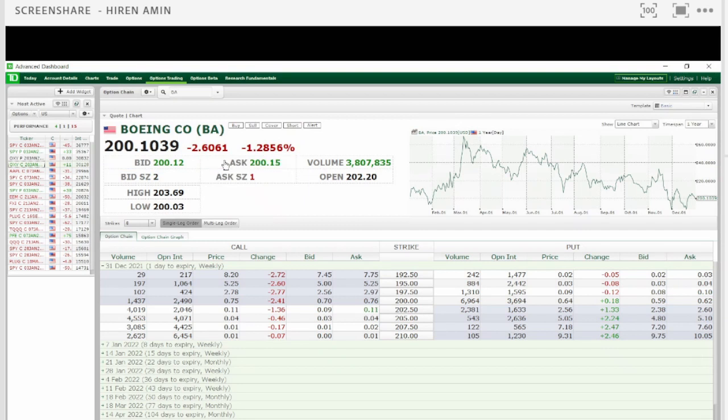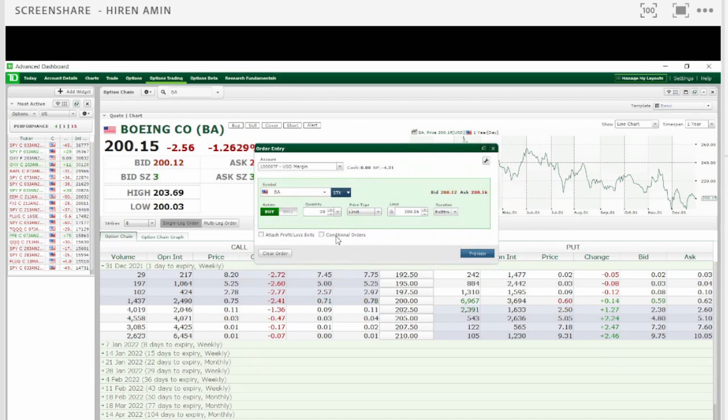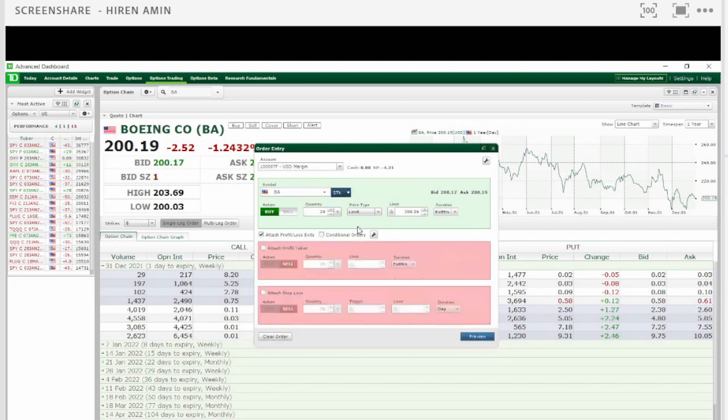If I wanted to buy Boeing stock right over here, I could just click on the bid and it opens up this floating order entry window. It's no different than the one we looked at. It's the exact same thing. If you look at it, attached profit/loss is there, conditional orders are there. We're talking about options, so I'll get into that, but I just wanted to show everyone how you can do that from any screen really.